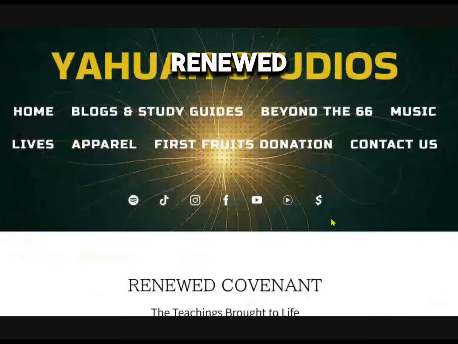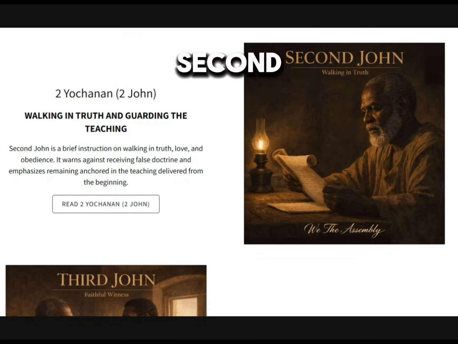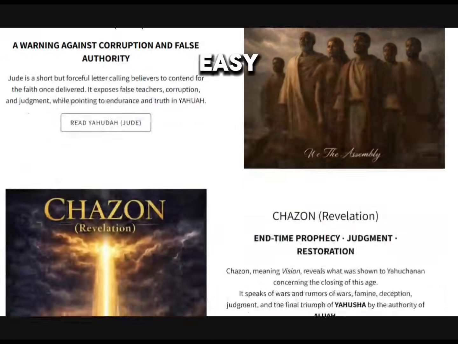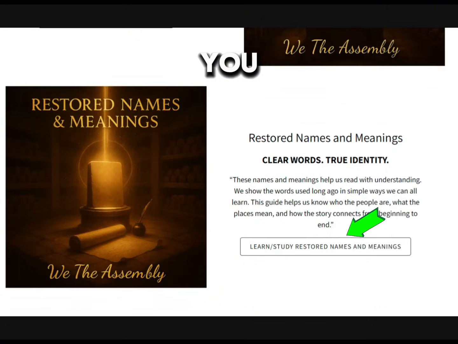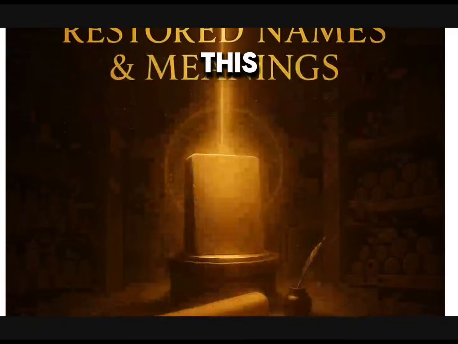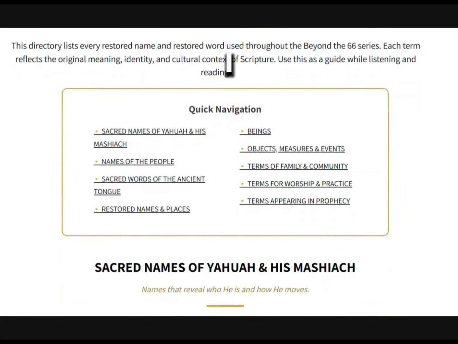Here's our renewed, which is the New Testament. We got 2nd John, quick, easy read. 3rd John, quick, easy read. Jude, quick, easy read. And we got Revelation. And if you are new and you're trying to look up some of the words that we're talking about, this is the page I'm telling you about that I mentioned earlier, is our names meanings. It'll help you navigate through that problem.